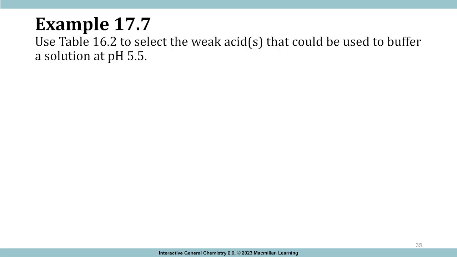All right, so we're going to use table 16.2 to select some weak acid or acids that can be used to buffer a solution at pH 5.5. So if we want a pH of 5.5, what should our pKa be?